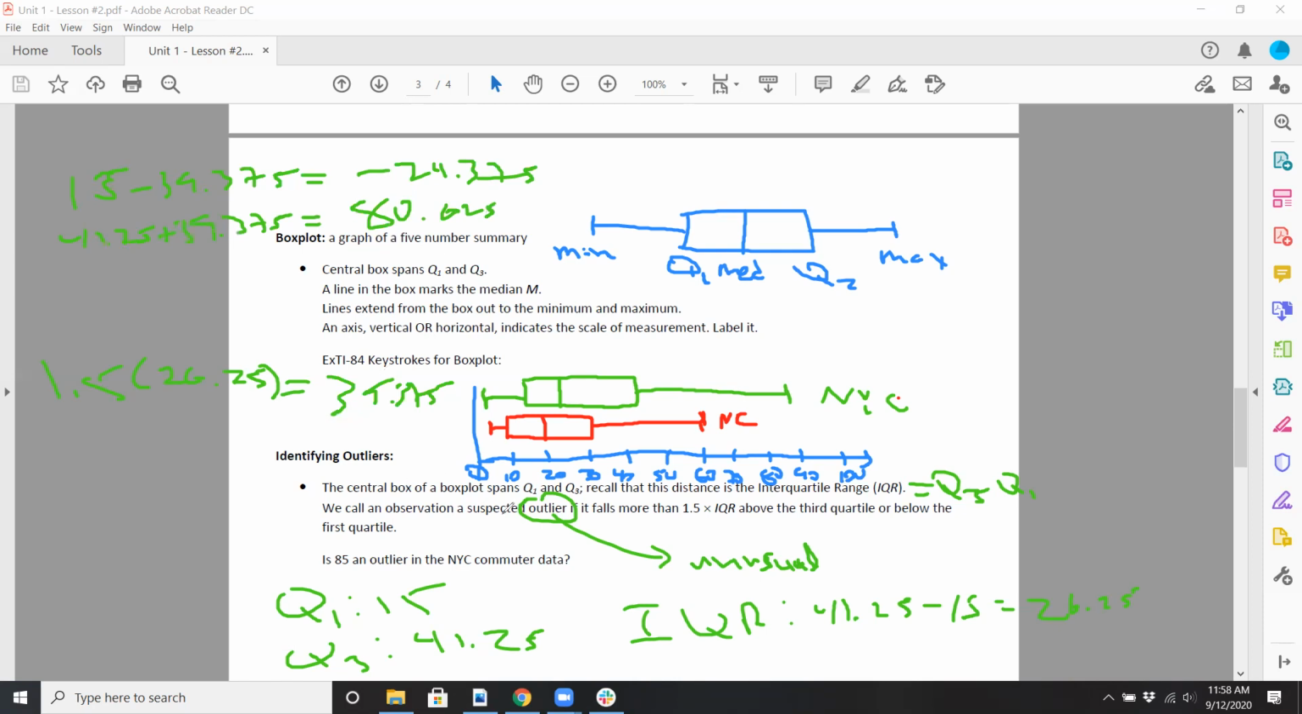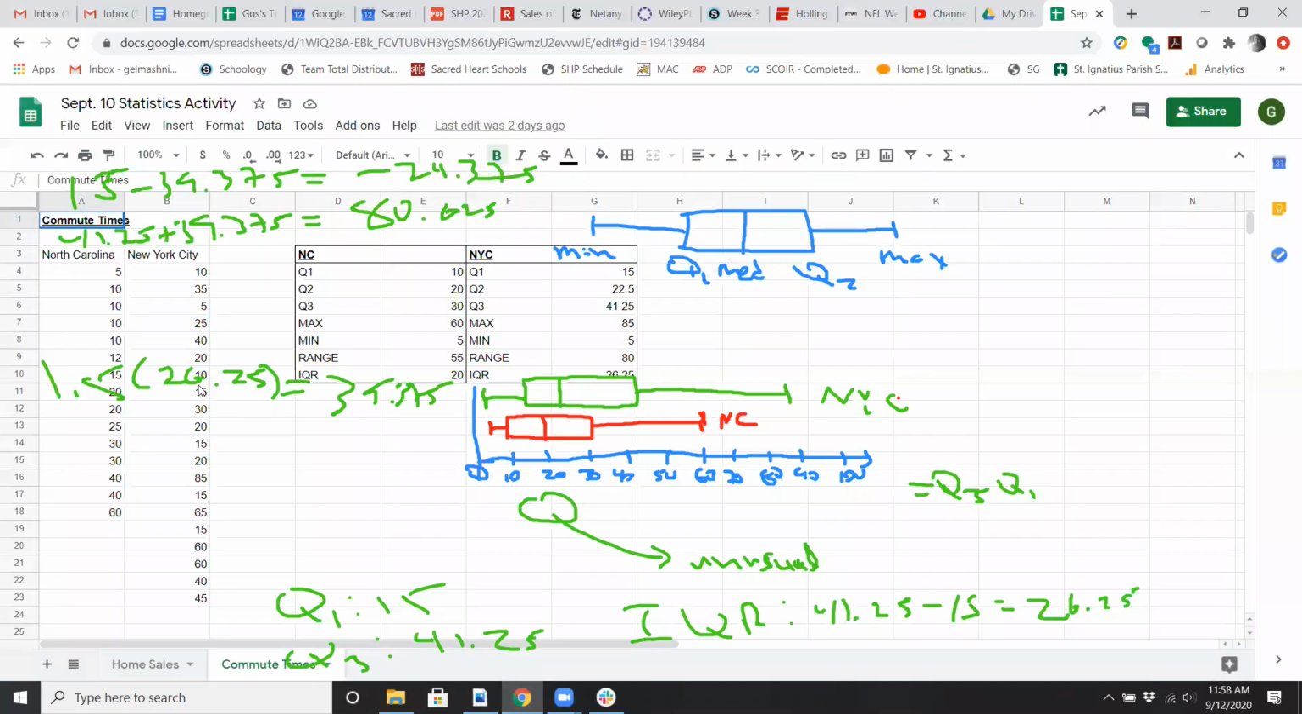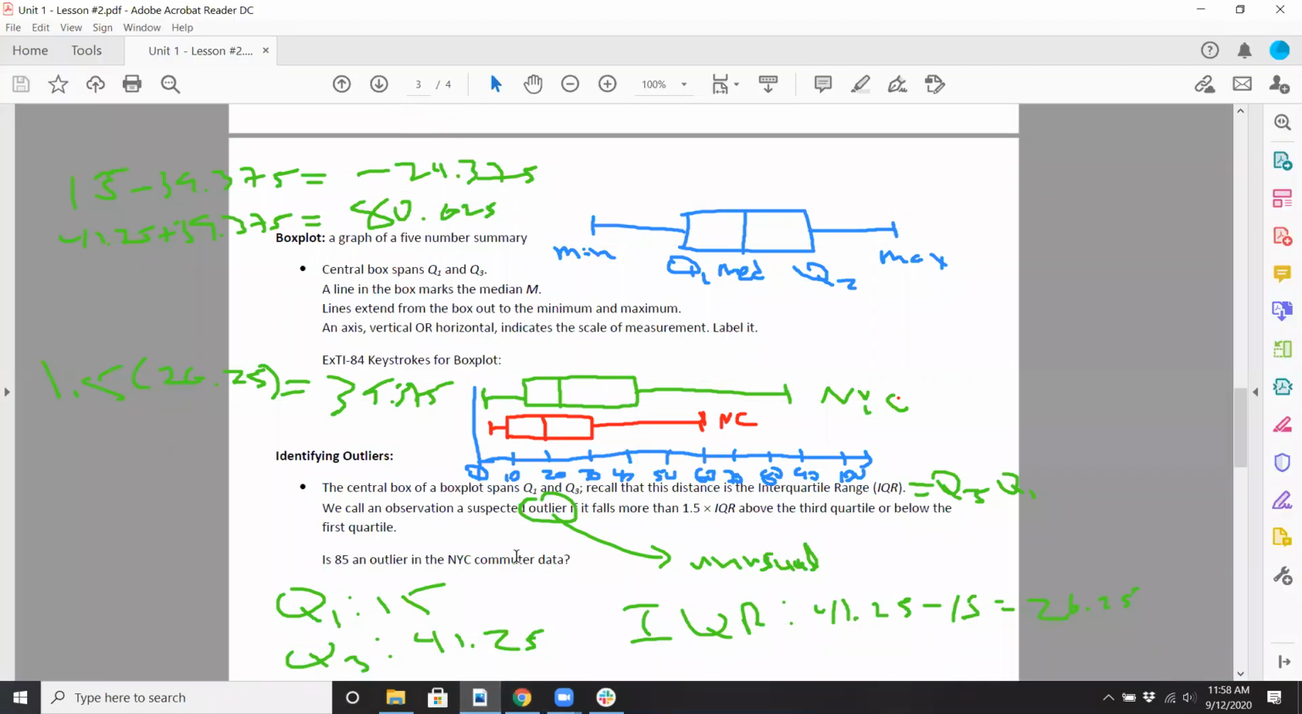So that's what it says here. It's an outlier if it falls more than 1.5 times the IQR above the third quartile or below the first quartile. Looking back at our data for New York City, we do see one time that was 85, which was our max. That seemed to be very, very unusual. We can call this an outlier. Is 85 an outlier? The answer is yes. And that's the rule of thumb.